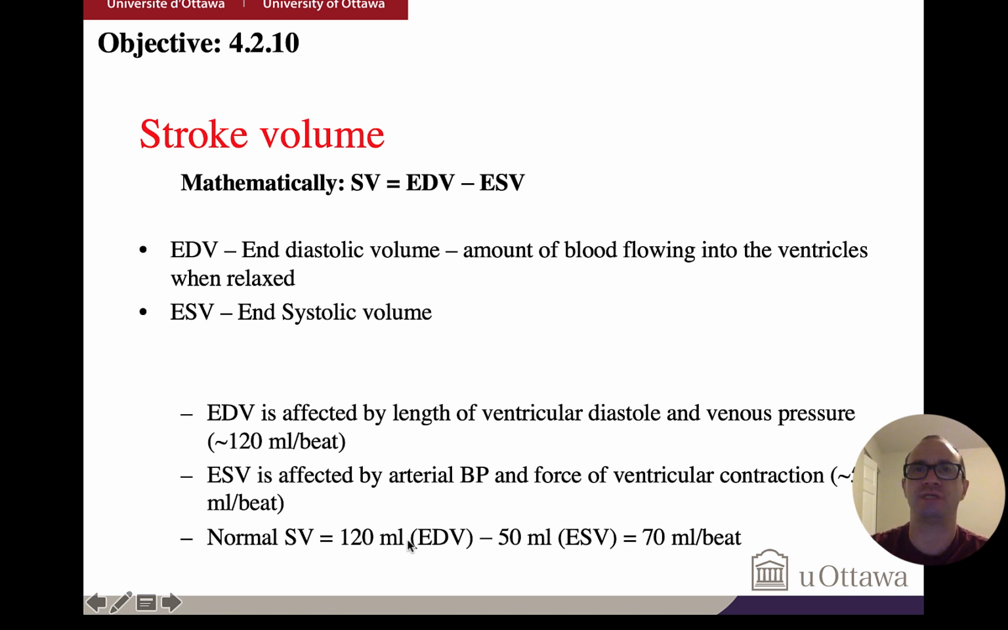Okay, so the ventricle in each case is going to be outputting 70 mils of blood per contraction. The way we get to that number is that there's about 120 mils loaded in there, and about 50 that remain. So again, end systolic volume is just that amount that doesn't get out after contraction.